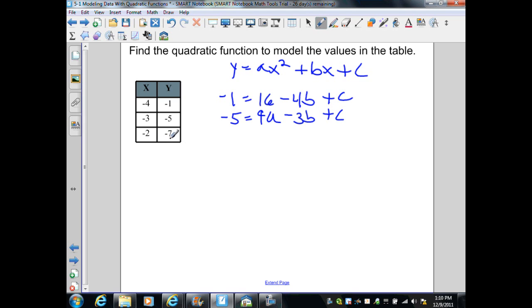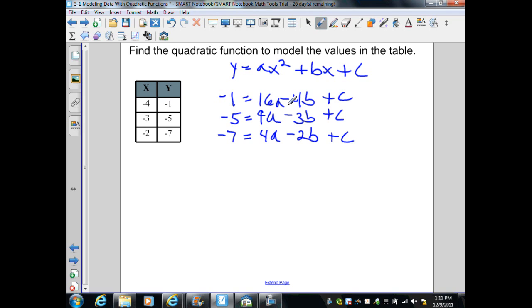Our next ordered pair, y is negative 7. Substituting in, negative 7 equals, x is negative 2 squared, negative 2 times negative 2 is 4, times a, which is 4a. Negative 2 in for x gives me negative 2 times b, minus 2b, plus c. Now, I need to solve for a, b, and c.